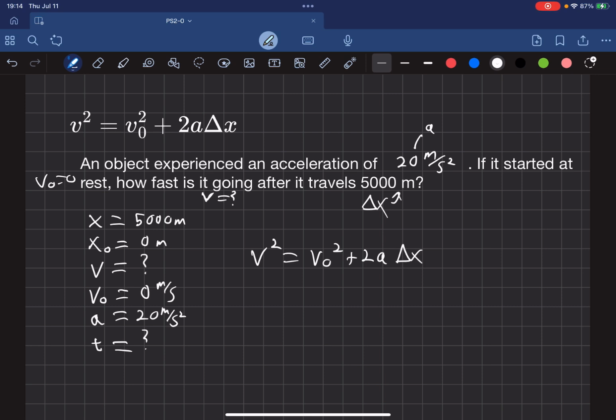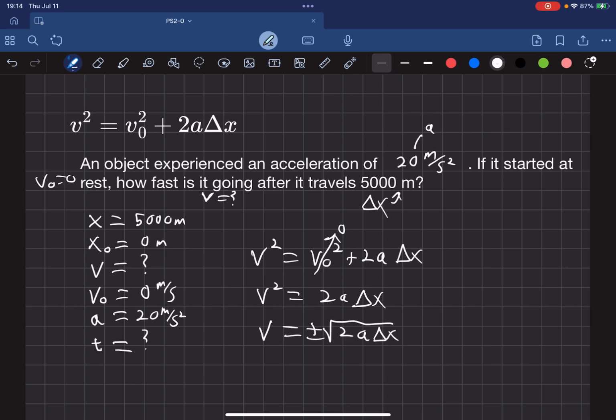Let's see if we have any zeros. We do. We have our initial velocity is 0, so we can get rid of that right away. Final velocity squared is equal to 2 times acceleration times the change in position. And what are we solving for? Looks like we're solving for a final velocity, so we're almost rearranged for the equation. The only thing is we need to take the square root of both sides. So we get the square root of 2 times the acceleration times the change in position.